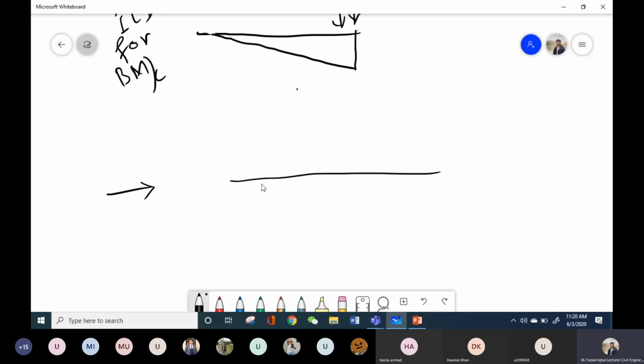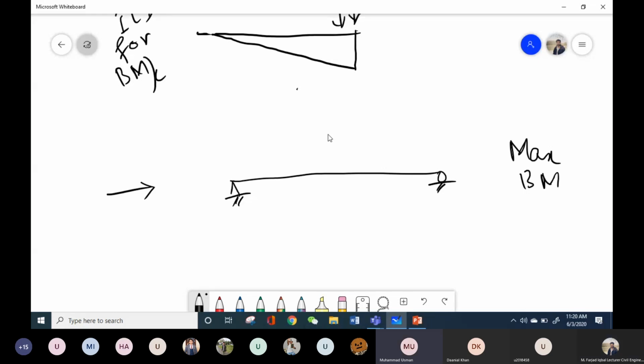Now, if we have a simply supported beam, can anyone tell me where the maximum bending moment will exist in this beam? Or is there any point in a simply supported beam where we can say that, wherever we place our load, we will get the maximum value of bending moment? Is there any single point?